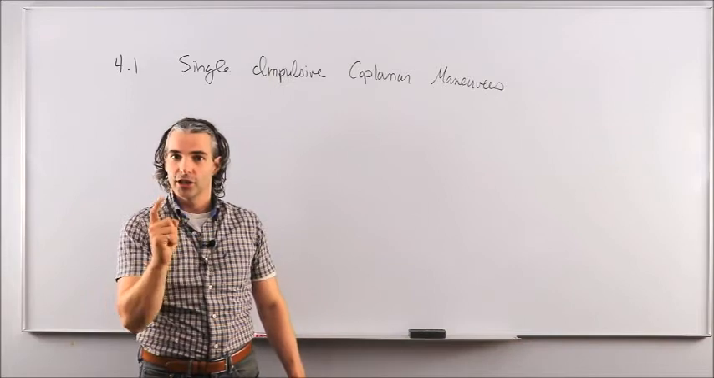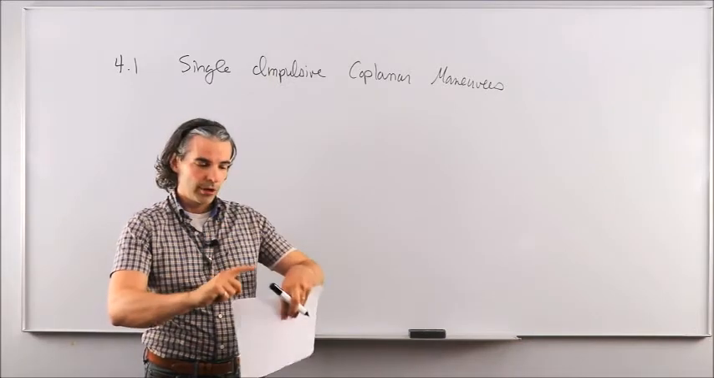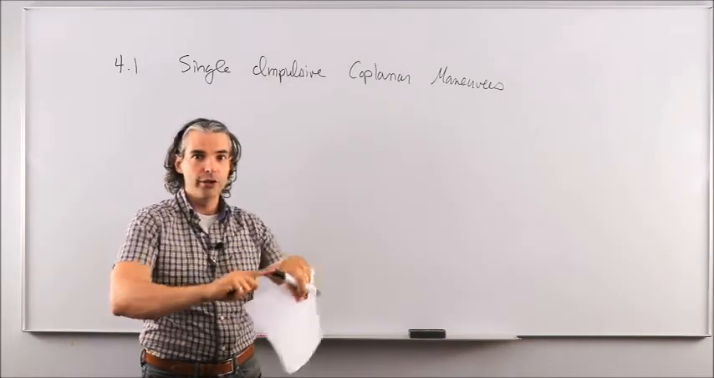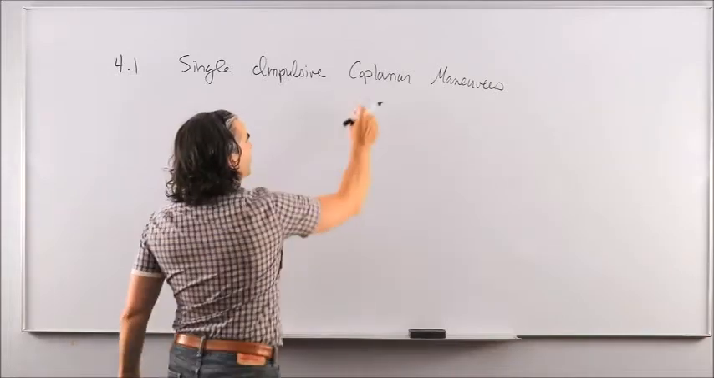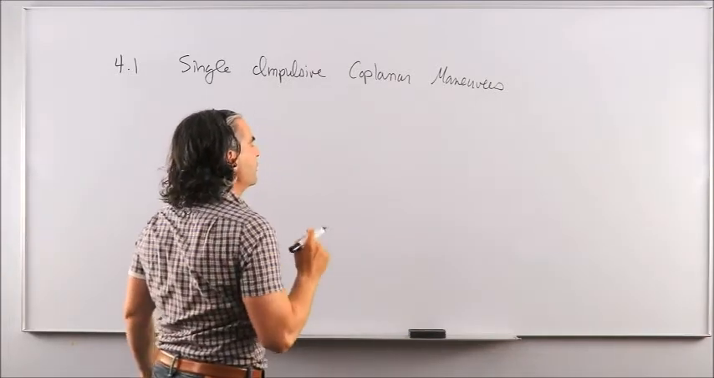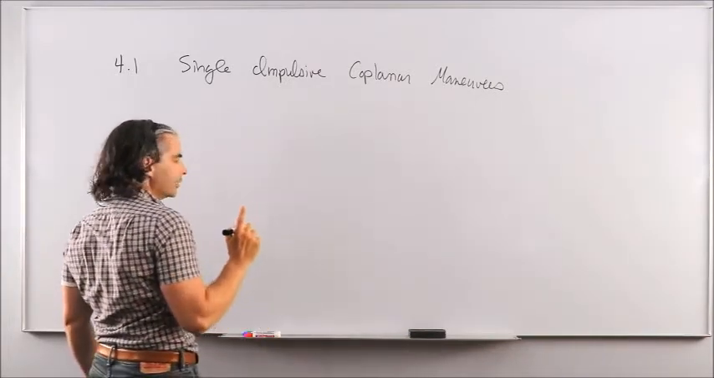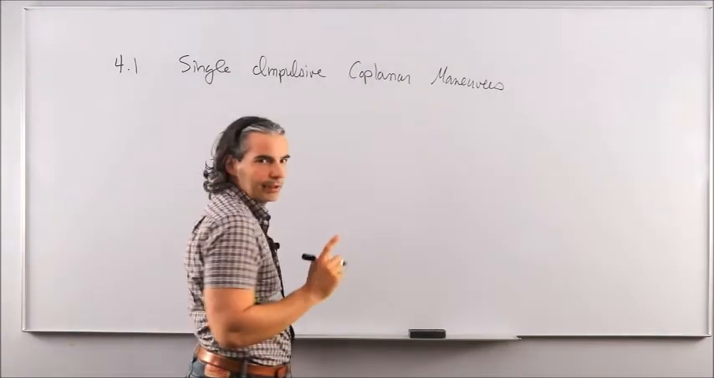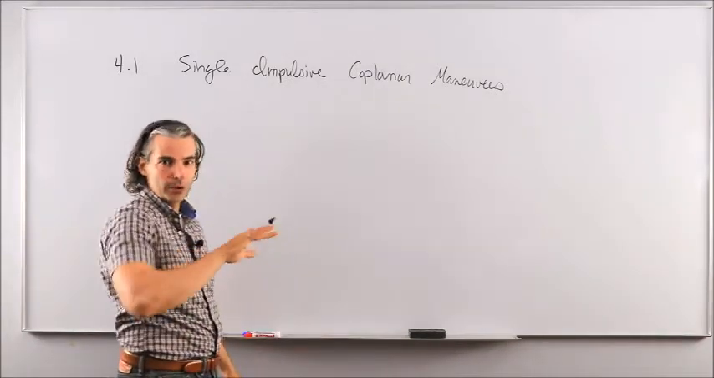Impulsive meaning that the change in velocity vector will happen instantaneously. So without changing the current position vector, we're going to see that the velocity will jump from one to another one. Coplanar maneuvers will mean that we're not going to change the orientation yet of the orbital plane.